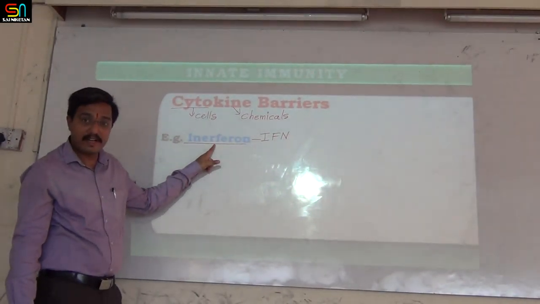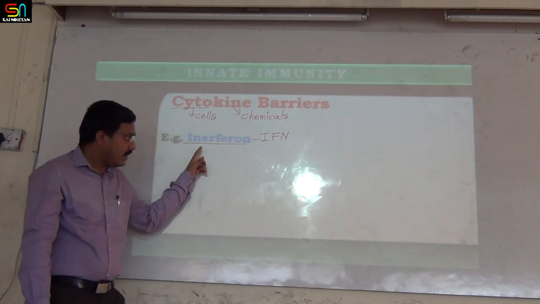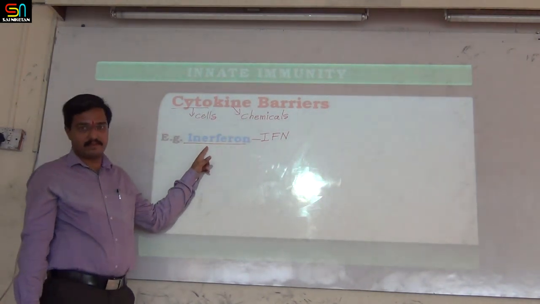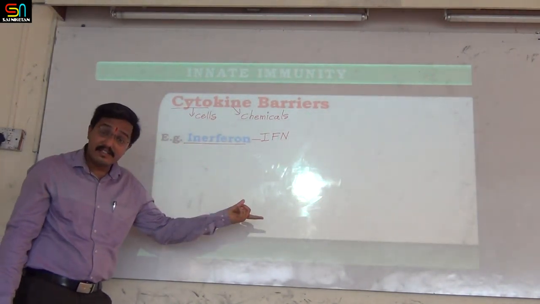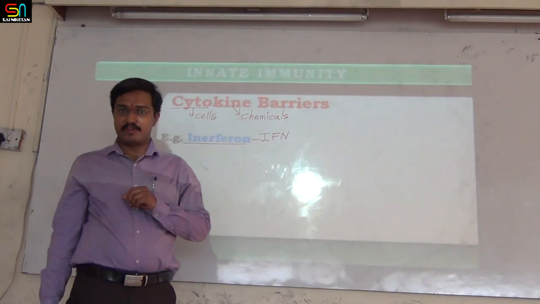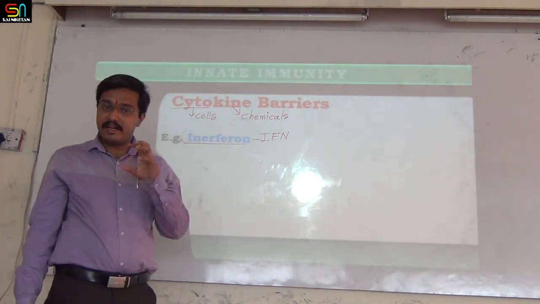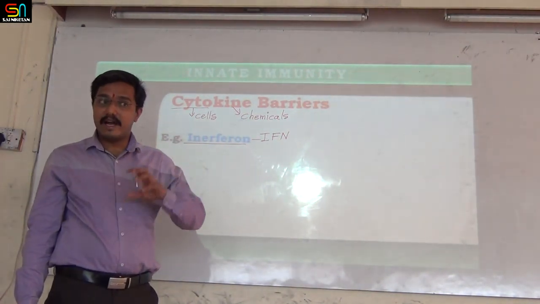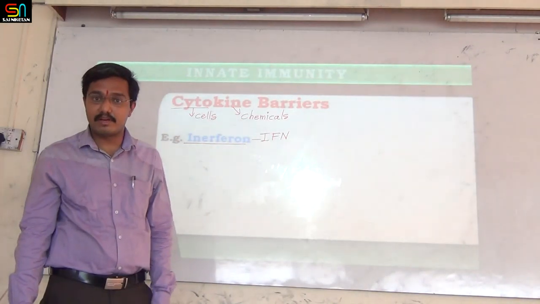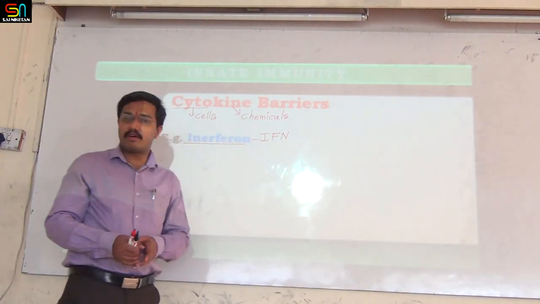Example for cytokine barriers. Now, what is interferon? See, interferon is a chemical, especially a protein, that interferes with the multiplication of virus. Interferons are released in our body when there is a viral infection, and they interfere with the multiplication of the virus, so that it protects from further viral infections. How it protects and how these interferons are released, we'll see.